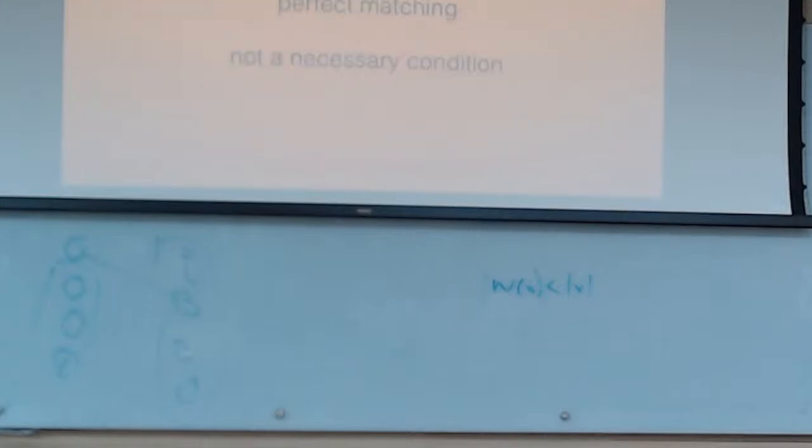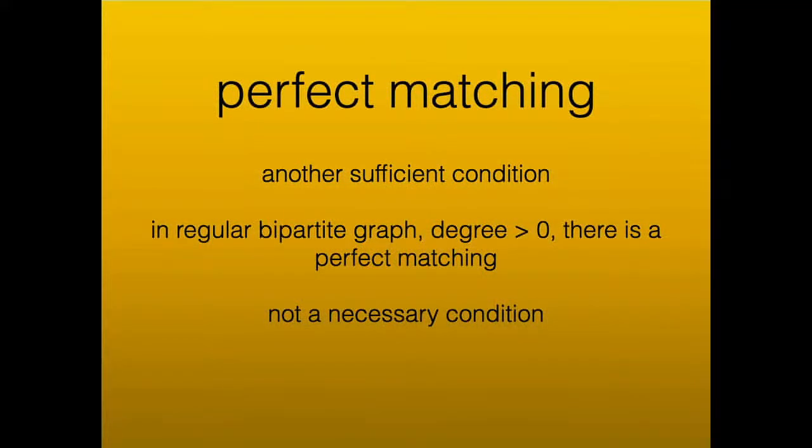And then another sufficient condition for a graph to have a perfect matching is that it is regular. Do you know what a regular graph is? This is not only for bipartite graphs, but a regular graph is a graph where the degree is the same for all nodes. So if all the nodes have degree 2, it's called regular. And a regular bipartite graph, if the degree is greater than 0, actually has a perfect matching.